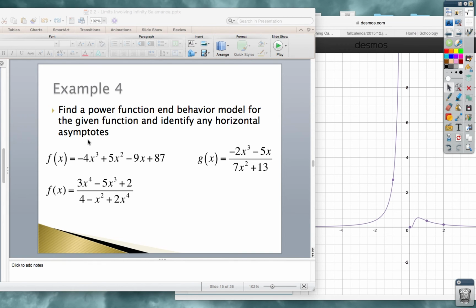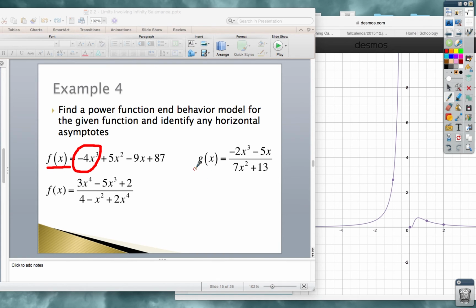So for example 4, we have 3 different types of examples. Now it says find the power function end behavior model for the given function and identify any horizontal asymptotes. So for functions like this first f of x that I'm pointing to here, again, we're just looking at the largest exponent. So here, the end behavior model, or the power function, is negative 4x cubed. That is the power function end behavior model.